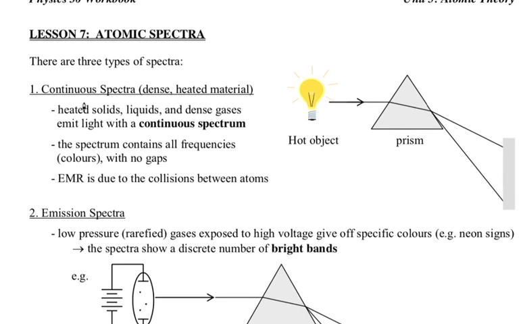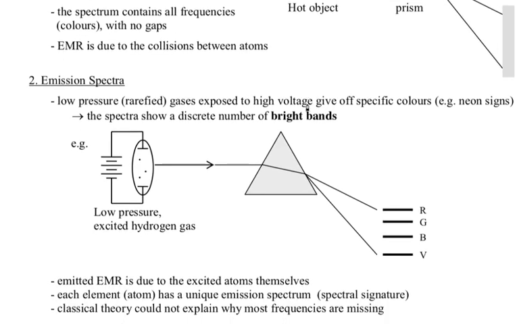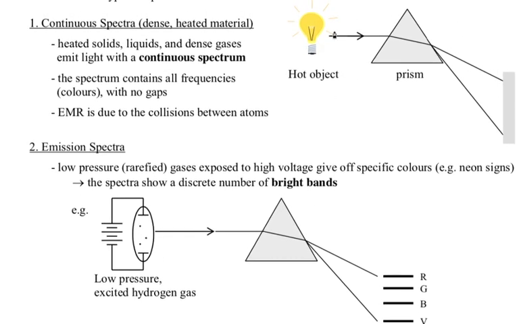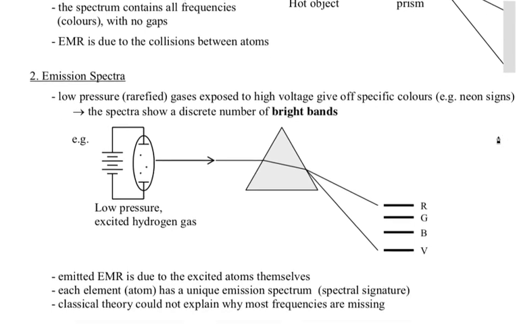All right, so that's our first one, continuous. We have every single frequency of electromagnetic radiation being emitted. So this would appear just like white light until we use our prism to separate it into its component wavelengths or frequencies, and we'll get our nice Roy G. Biv rainbow as a result.